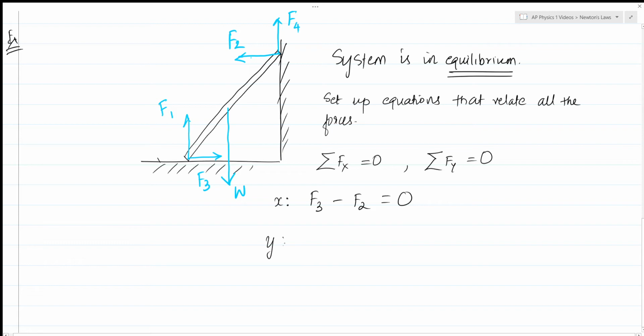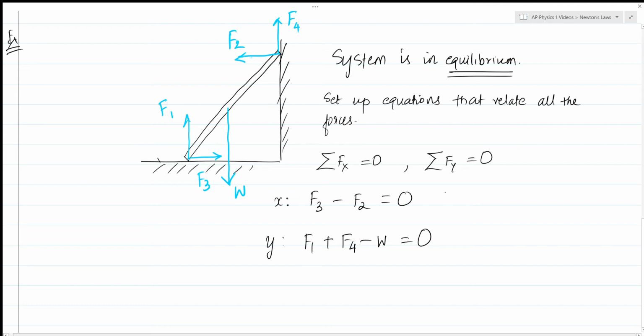Let's look at the equations along the y. Now along the y direction, you have F1 and F4 pointing upward, and then you have this W that is pointing downward. So the equation, once again, because the entire system is in equilibrium, would be F1 plus F4 minus W equal to zero. Now, if you had values for a bunch of the forces, you can figure out whatever unknown quantities might be in the problem.